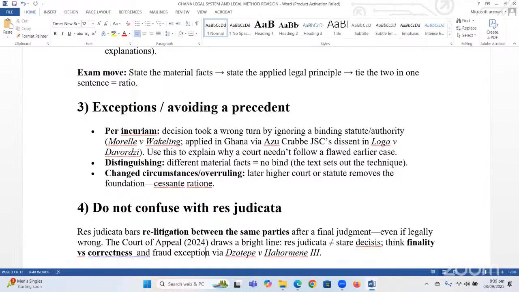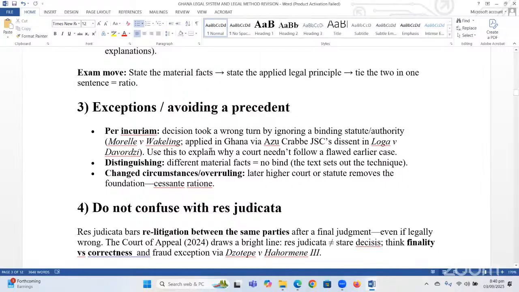Another way in which precedent may not be binding is where you have a change of circumstances, or there has even been overruling. Maybe there's a decision which has been overruled. If it has been overruled, or maybe the Supreme Court has made a departure from an otherwise binding Supreme Court decision, then so be it.